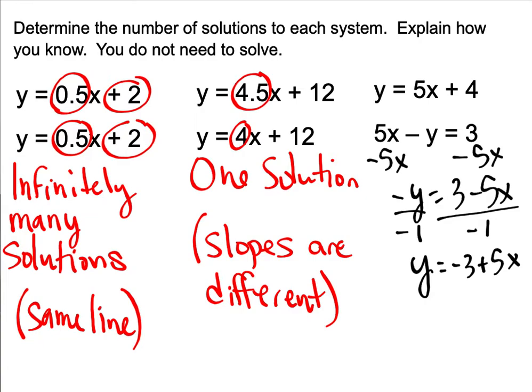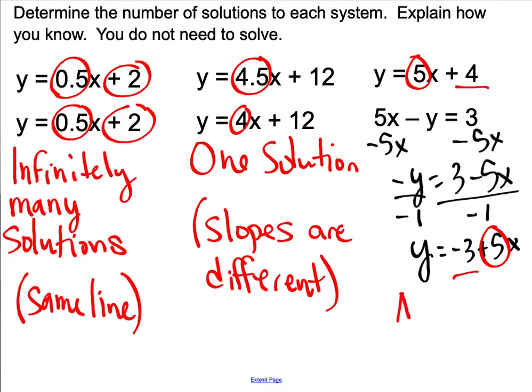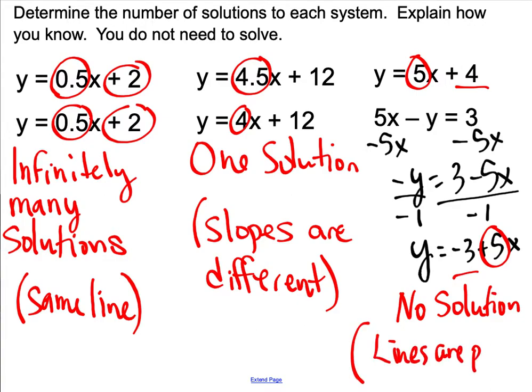So checking the slopes. 5 and 5. The slopes are the same. Let's check the y-intercepts. 4 and negative 3. The y-intercepts are different. Because the y-intercepts are different and the slopes are the same, these are parallel, so there is no solution because lines are parallel.